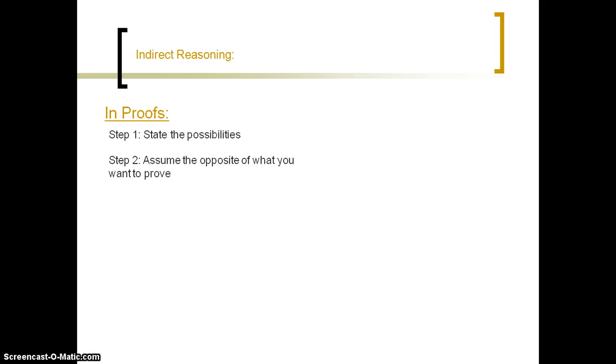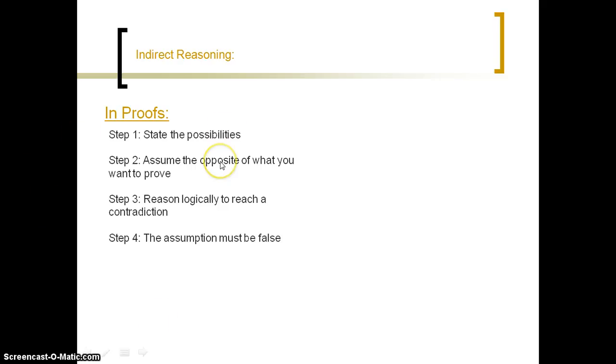So this is called indirect reasoning. In proofs, the steps are to first state the possibilities, assume the opposite of what you want to prove, and reason logically to reach a contradiction. The assumption must be false, so whenever you assume the opposite, that's going to turn out being false. Therefore, the original conclusion is true. So your original proof statement will be true and you'll have completed your proof.